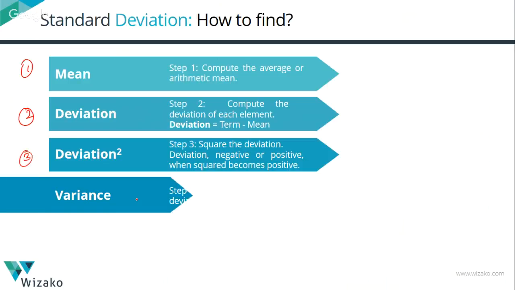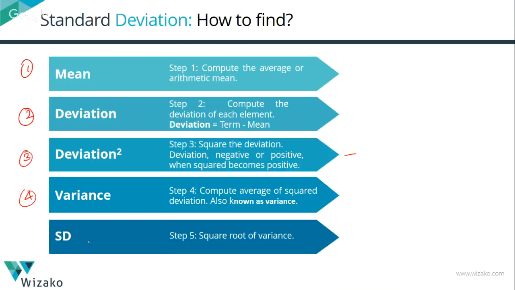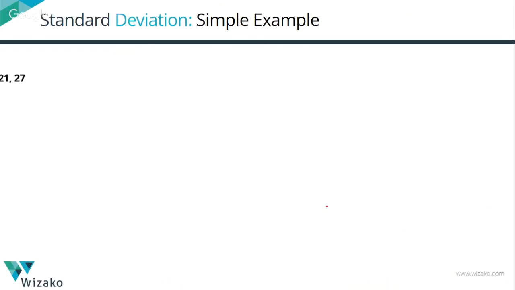Fourth step is going to give us what is called the variance. Variance is nothing but the average of the squared deviations. All the numbers that we get in step 3, we're going to find the average of them. That gives us the variance. The last step, the fifth one, is going to give us the standard deviation, which is nothing but the square root of the variance. So SD is equal to root variance. Variance is nothing but the squared deviations: pick all of them, add them, find the average. That's going to give it to us. So, a 5-step process.